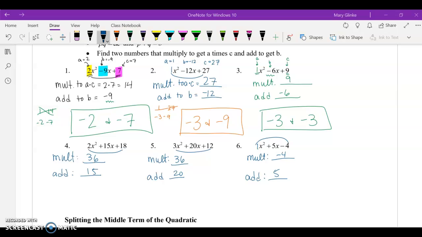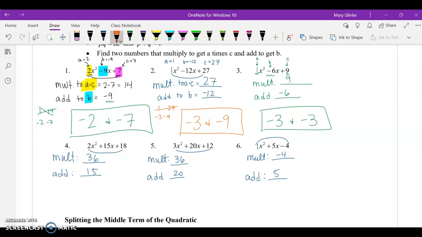For number 4, you're looking for what multiplies to get 36 and adds to get 15. For number 5, you're looking for what multiplies to get 36 again, but adds to get 20 in this case. And for number 6, you're looking for what multiplies to get -4 and adds to get 5. So as a reminder, you're doing A times C for the multiply part and then just B for the add part. So if you've already found your numbers, that is fantastic.